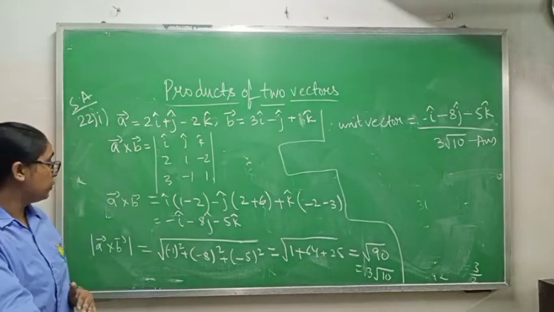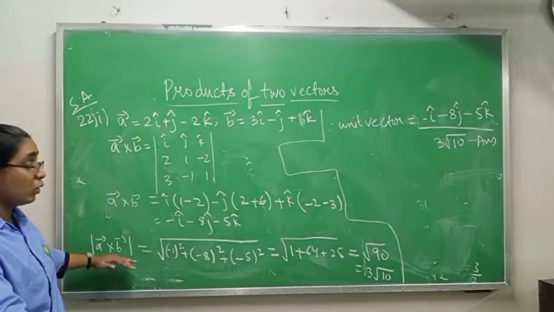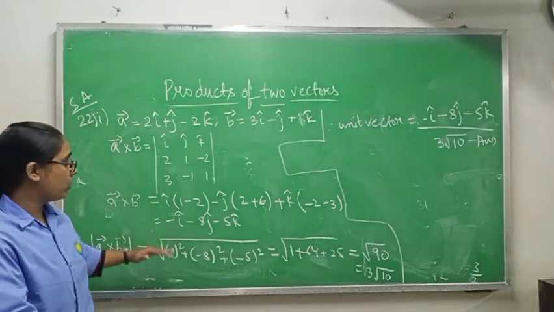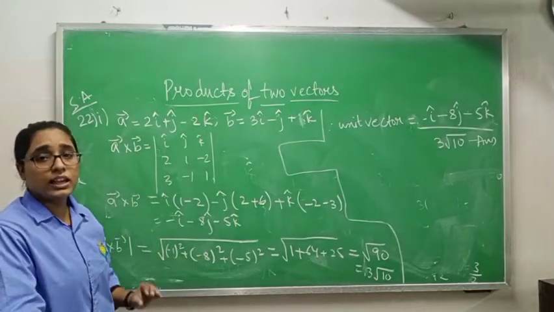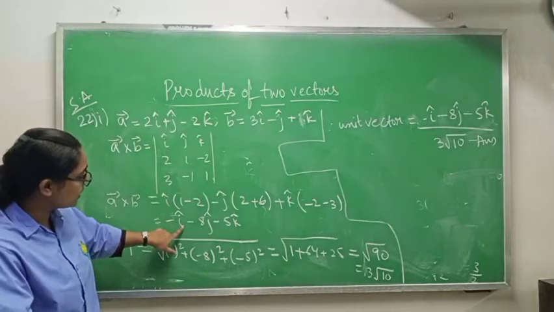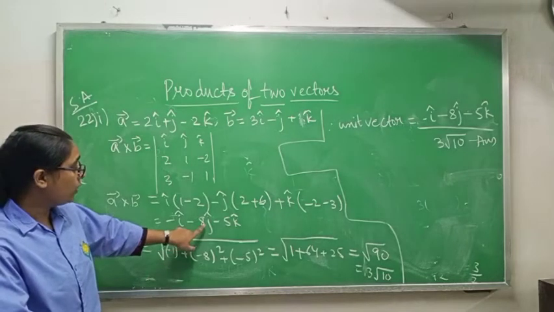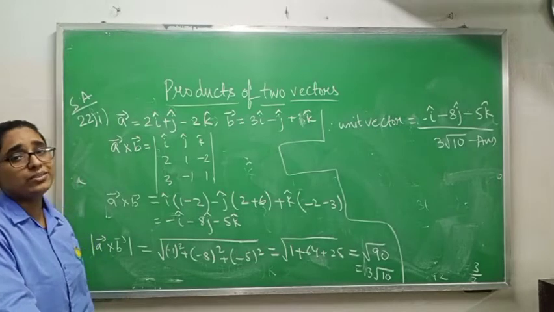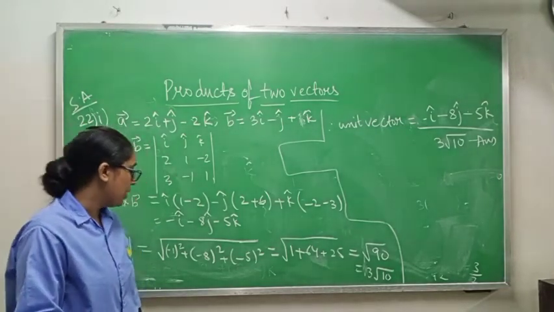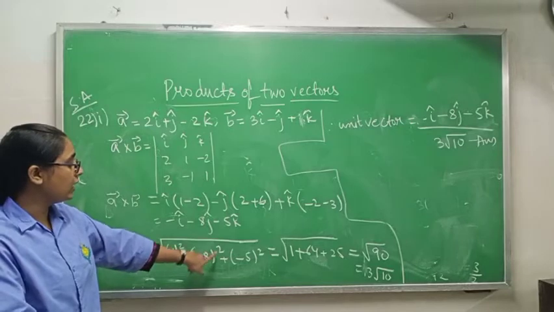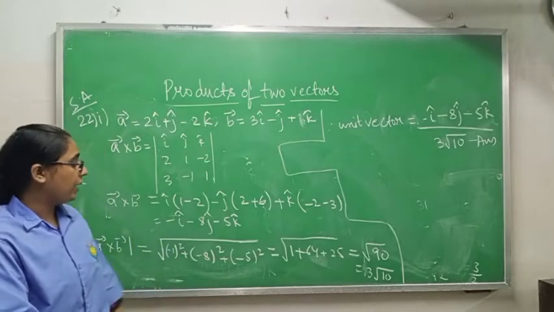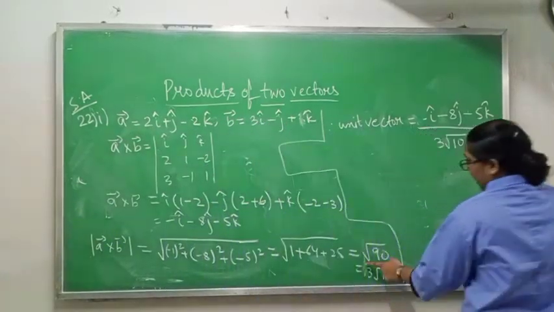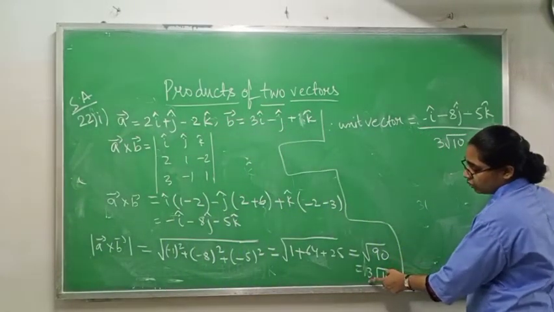Okay, now you have to find mod of a vector cross b vector, and mod of a cross b means root over of square of scalar components. Now the scalar component of minus i is -1, of minus 8j is -8, and of minus 5k is -5. So root over 1 square will give you 1, minus 8 square will give you 64, and minus 5 square will give you 25. When you add this one, you will get root 90, and root of 90 will give you 3 root 10.